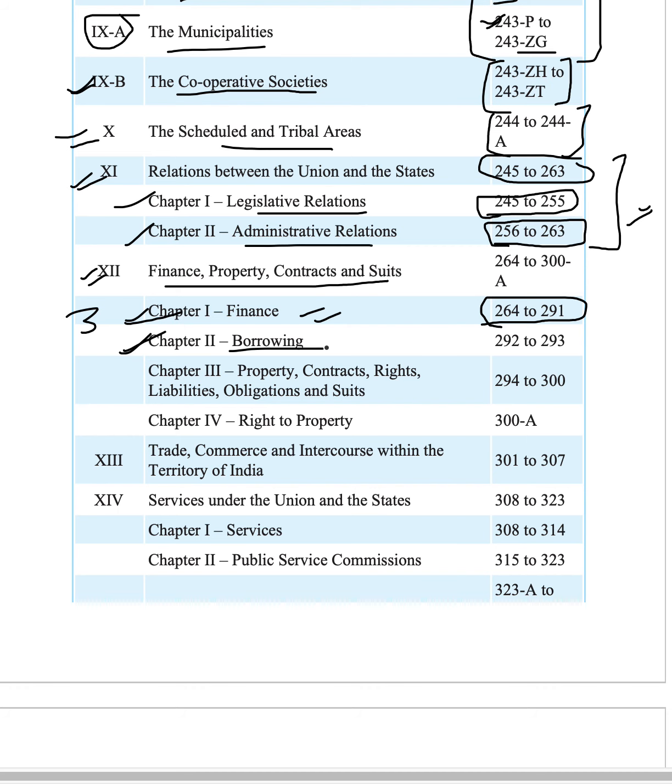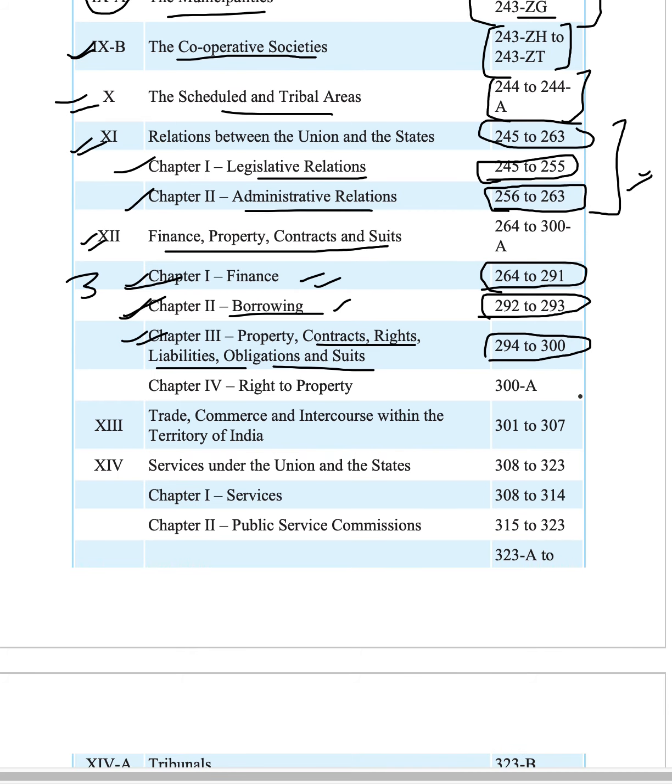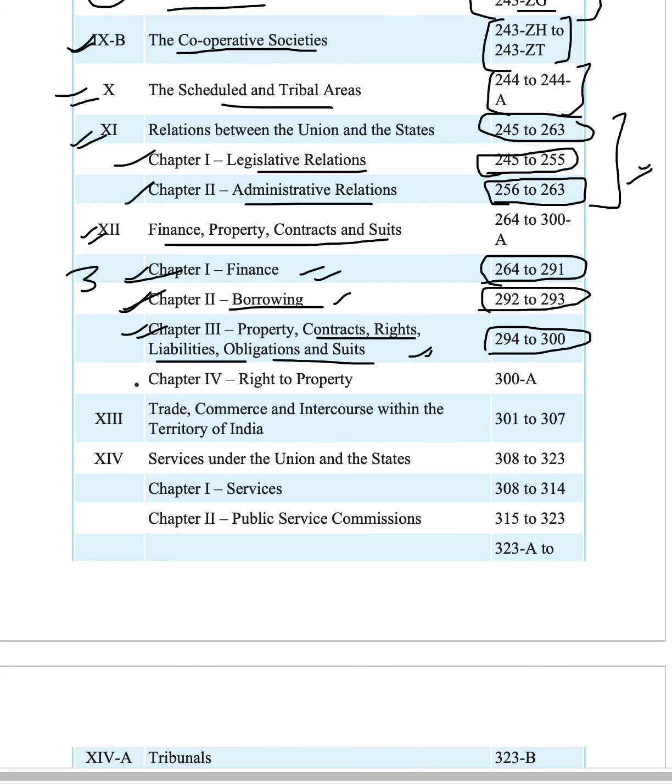Then borrowing, basically how to loan money or who can take money from whom. This is given in this. And Chapter 3, property, contracts, rights, liabilities, obligations, and suits. So this is one of the most important rights. Articles 294 to 300 cover it, and it basically relates to the civil rights of the people. And Chapter 4 is right to property, 300A.